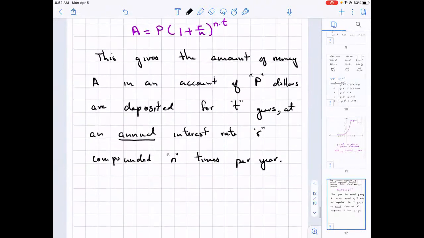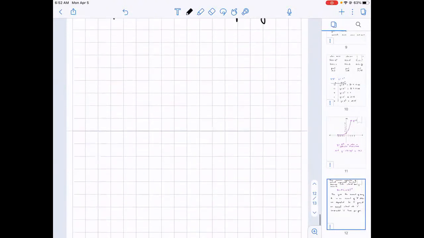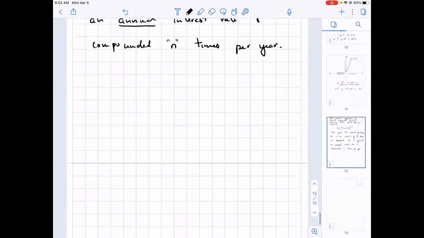So A is the amount you receive after a certain time in the bank, okay? P is the amount of money you deposit into the bank, okay? r is the interest rate. n is how many times you're compounded. So if the bank gives rates semi-annually, meaning every 6 months, n will be 2. So let's look at an example, okay? Because the example always gives you a good insight. Example.